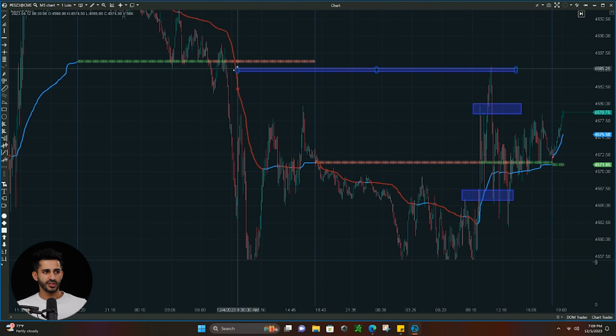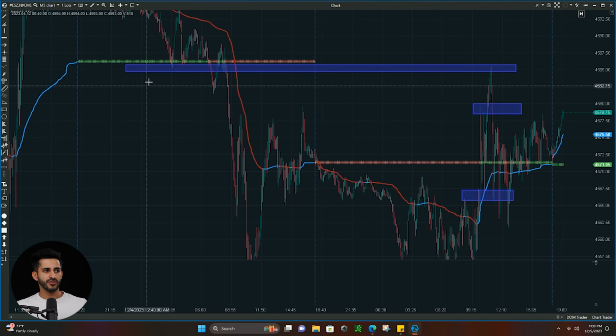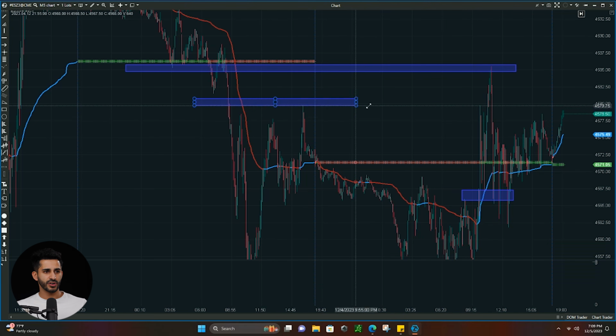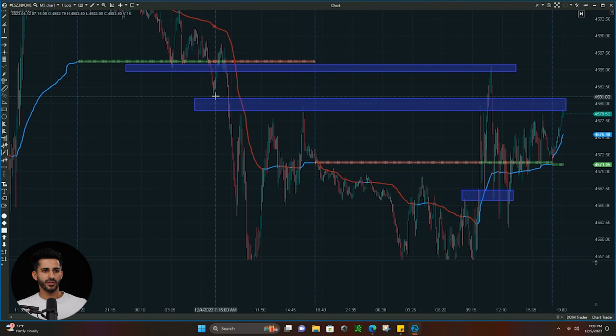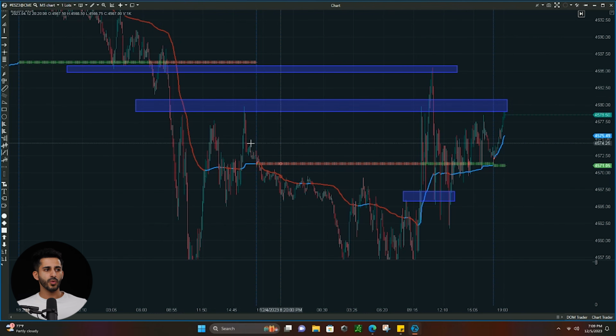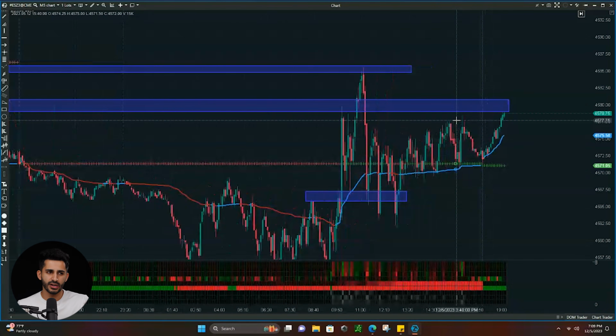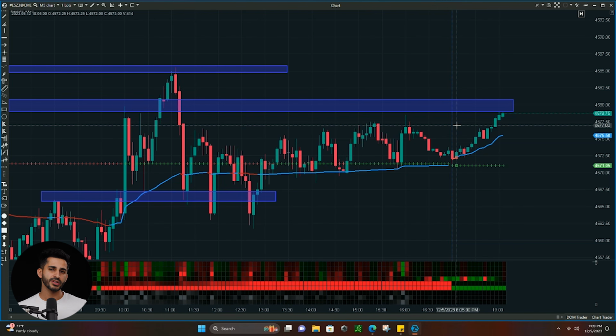So if I was to just look at this, right, these levels have played a significant role. Even if I go back here, even this level, just for context purposes, has played somewhat of a significant role. So going back in history, looking at the significant levels and understanding the context, and putting that context together with footprint charts is a great way of understanding the market.